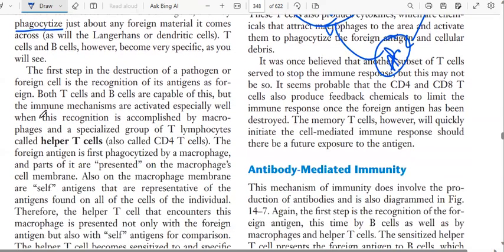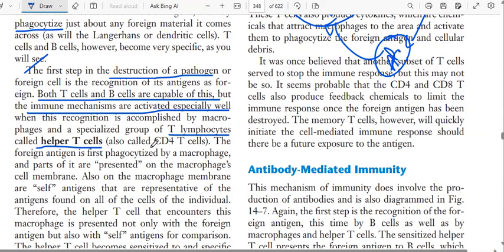Let's start here with the first step. What will happen? The first step in destruction of a pathogen. Both T cells and B cells are capable of this, but the immune mechanisms are activated especially well when recognition is accomplished by macrophages and a specialized group of T cells called T helper cells, also called CD4 T cells. You have to remember this.